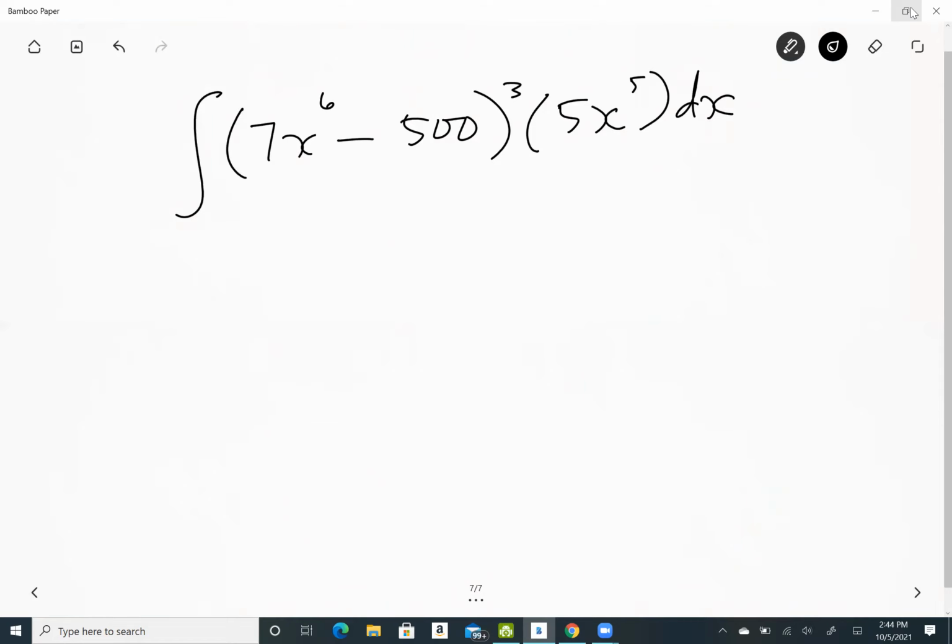Okay, now what is u prime? If you let u be the terms in the bracket, now what is u prime? The u prime is 42x to the power 5. Okay, but what is in the equation is 5x to the power 5. So now, how do you multiply? What do you multiply 5 with?